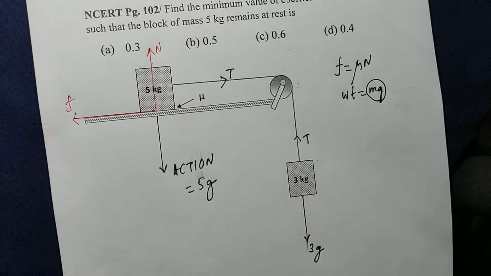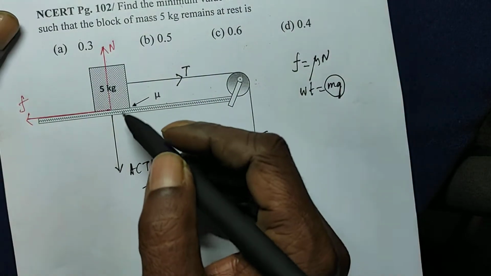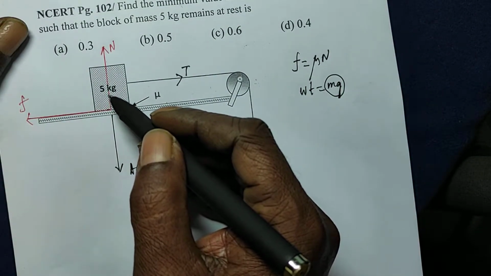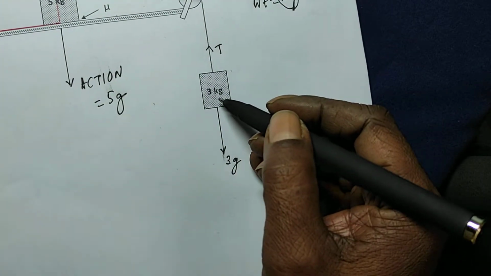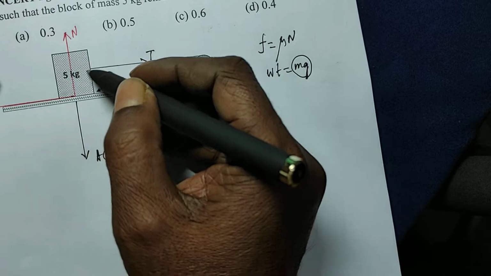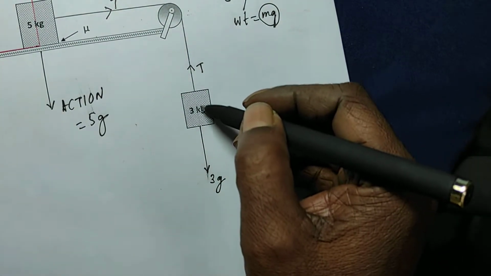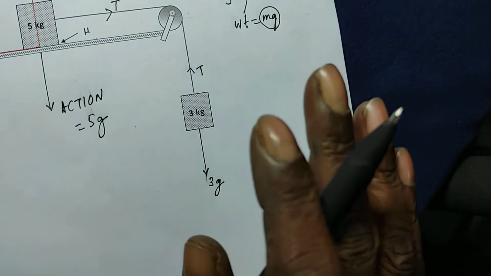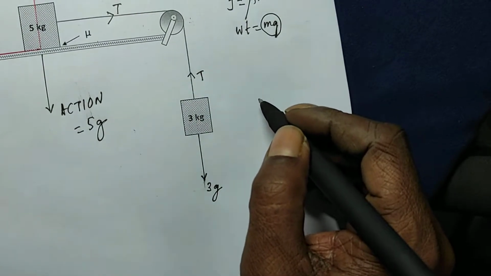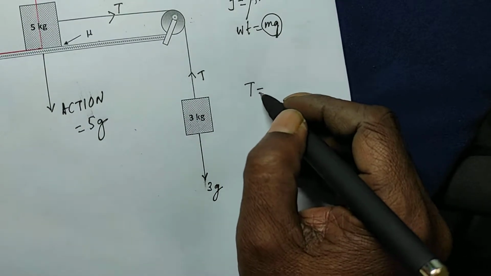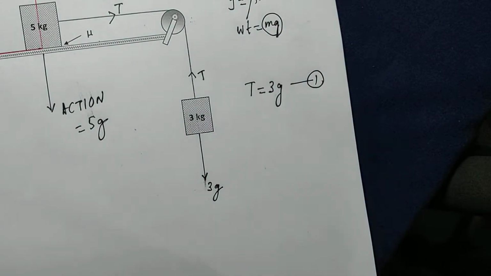So let us now write the equations. Since it is given the 5 kg is at rest, it is neither moving towards right nor towards left. So mass 3 kg will also be at rest because it is attached with the string to the mass 5 kg. So mass 3 kg is neither going down nor going up. Means this is an equilibrium, translational equilibrium. So your T will be equal to 3 times g. That is your equation 1.